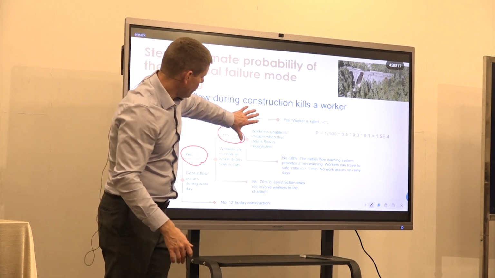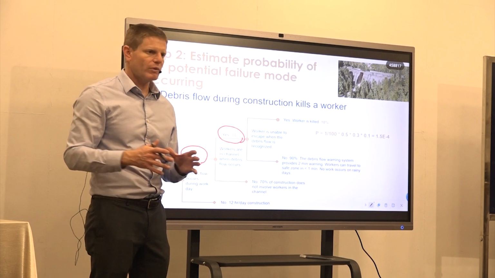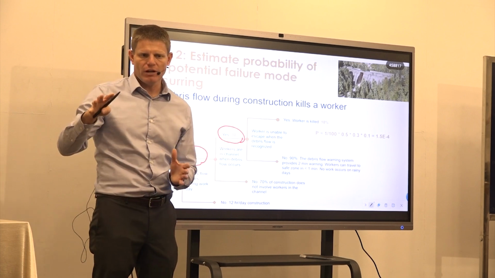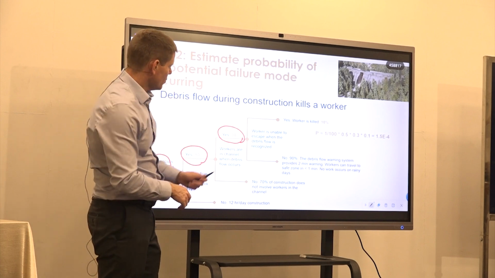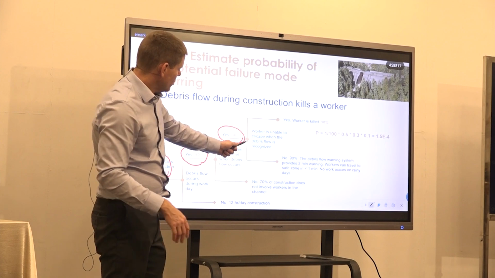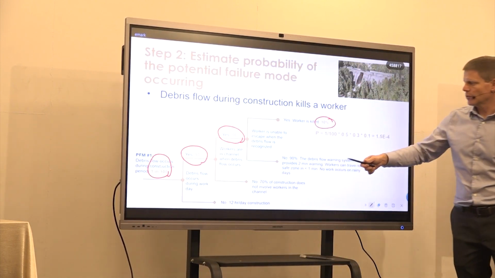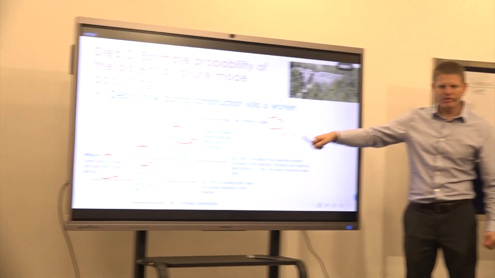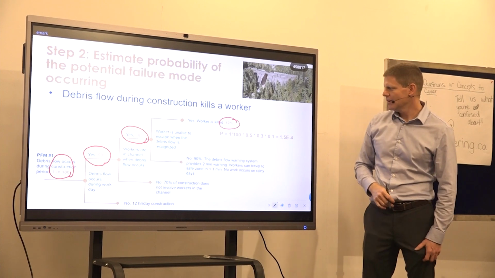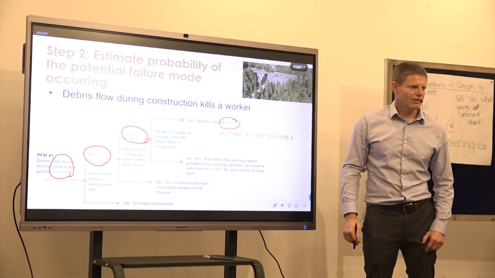And then we know that we have a warning system, and we know that we have ways for workers to get out of the channel because they have staircases. So we'll say if the debris flow occurs and the worker's in the channel, there's only a 10% chance that the worker would be killed. 90% chance that they would be able to escape. Okay, so please calculate now the probability that a worker is killed using this event tree.